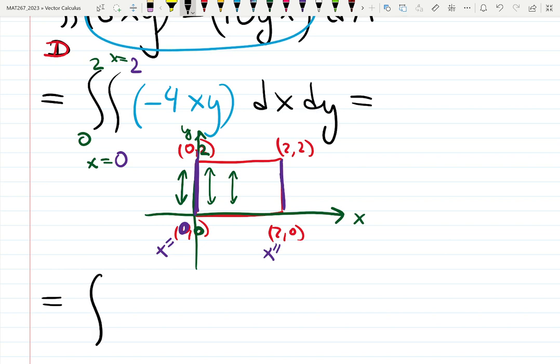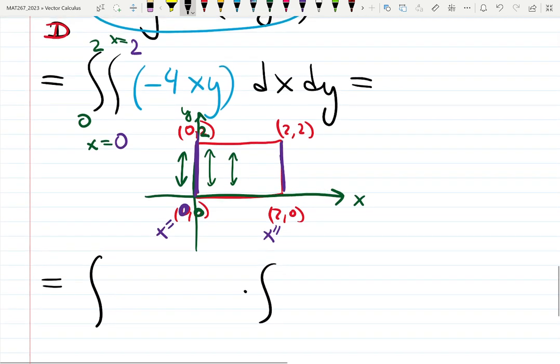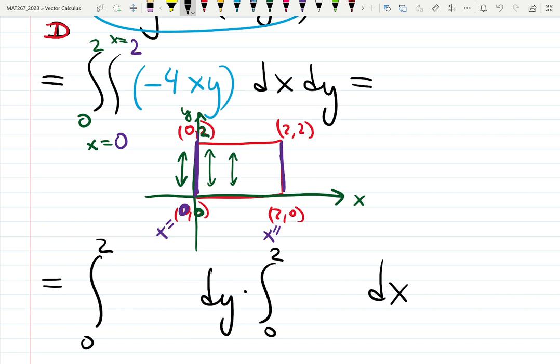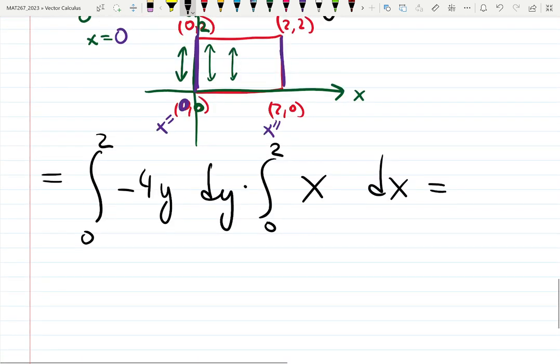So either you break it into two integrals, which you can do if all the limits of integration are numbers. From 0 to 2 dy, from 0 to 2 dx. The first one will be minus 4y, and the second one will be x. And integrate each. And you get the answer minus 16.